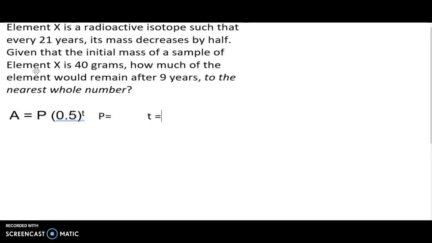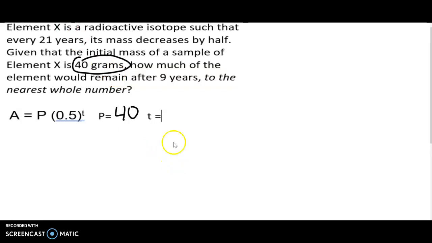Okay? So here it says element X is a radioactive isotope such that every 21 years, its mass decreases by half, given the initial mass of a sample of element X is 40 grams. How much of the element would remain after 9 years to the nearest whole number? So we're going to start out with the beginning amount. The beginning amount is 40 grams.